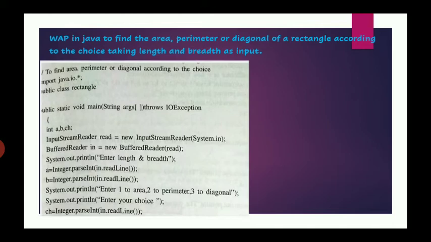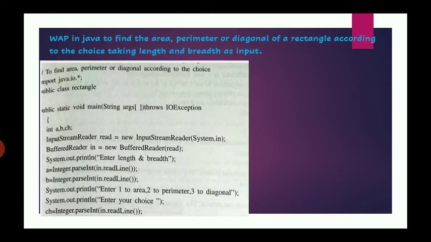Now a equals to Integer.parseInt in.readLine. Now when the user will input the value length, then that value will be stored in variable a. So that a will be accepted through this line, Integer.parseInt in.readLine. Second, b equals to Integer.parseInt in.readLine. This particular variable will be used to store the breadth. Now System.out.println. So what message you have given?